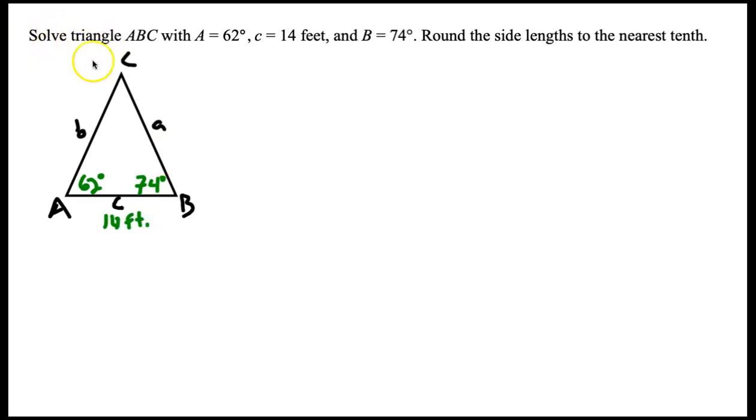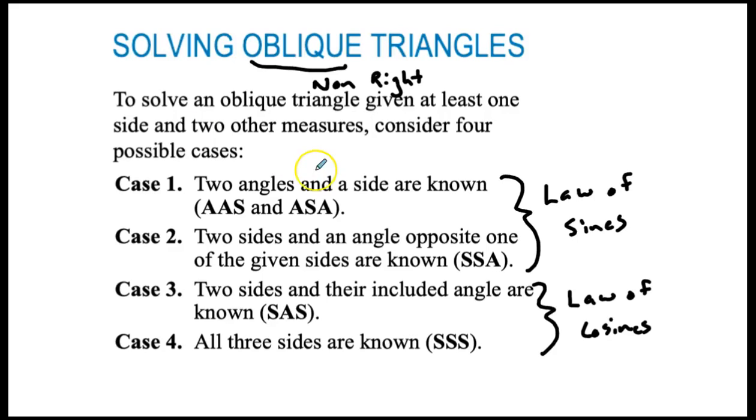Now when it says solve the triangle, that means find all the other missing pieces. So let's first look at what we have. In this triangle I have two angles and the side that is in between them. That means this is an angle-side-angle case. Two angles and the side in between them. If we think back to that first slide, that's part of case one, right? So we're just focusing on case one here.